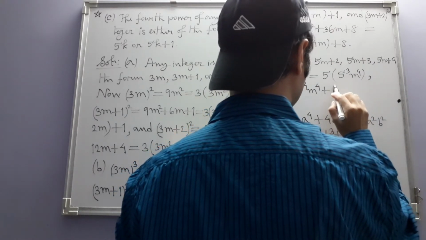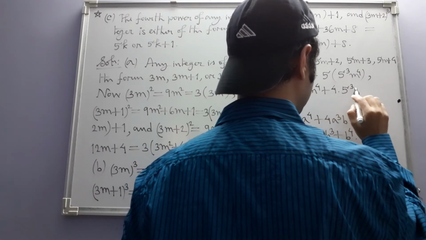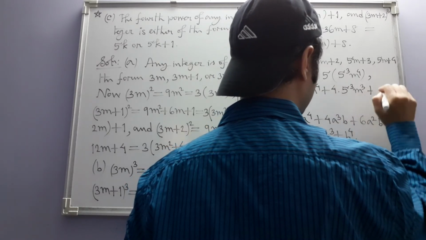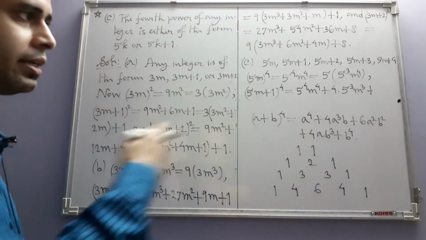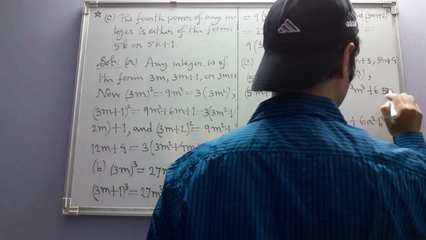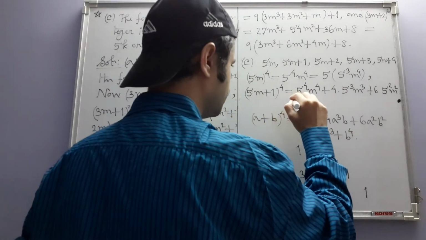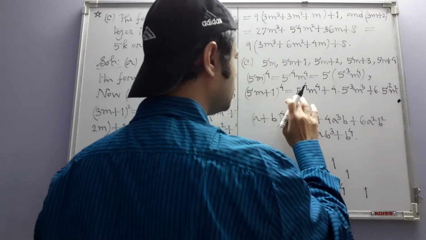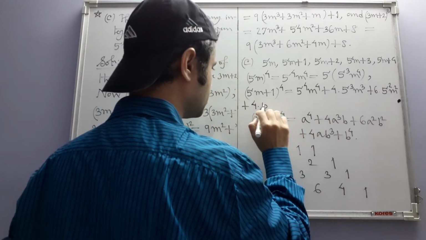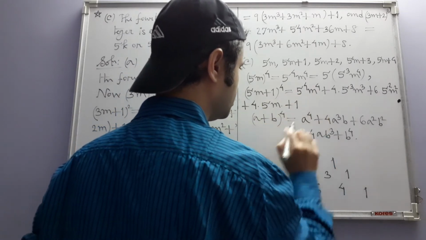So this one is going to be 4 times 5 cube m cube times 1. We don't have to write that one. At least we don't have to actually calculate the values. Plus 6 times 5 square m square times 1 square plus again 4 times 5m times 1 cube plus 1 to the power 4, which is 1.